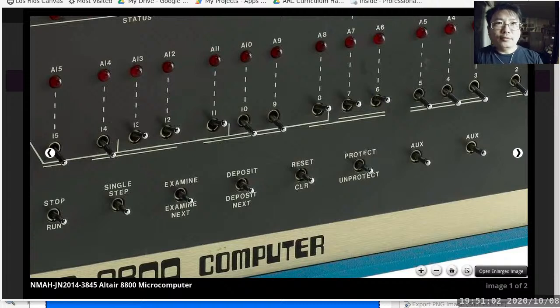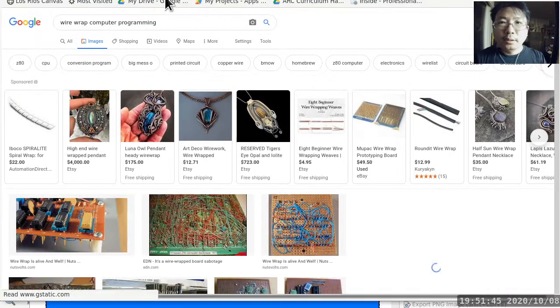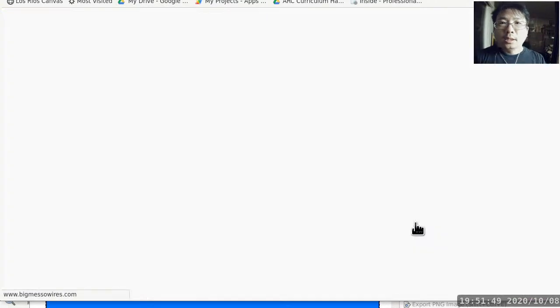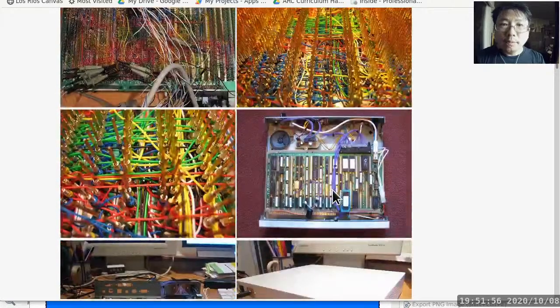So if you dial back even further, let me just go try to find a picture. I'm doing the search on the side just so that it's not distracting to you guys. But I'm looking for wire wrap computer programming. There we go. And let's see if I can find some images of some really, really old computers. Some of these are not really old. But I think for purposes of this discussion, this one is usable. So I'm going to copy and paste the link over here. There we go. And it's this one. And the picture that I was looking at was, there we go.